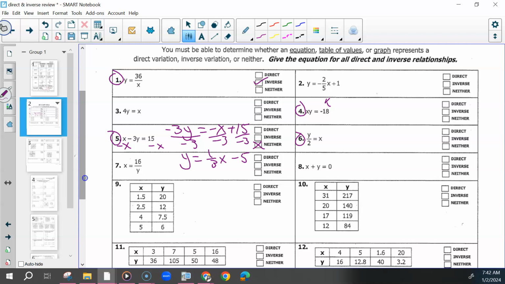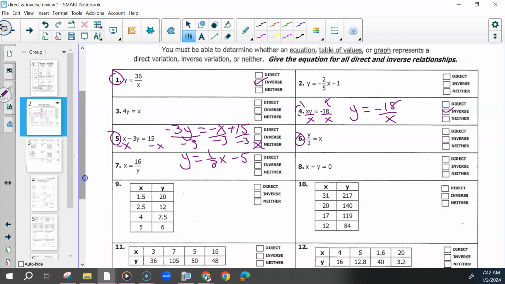So without solving anything, you could say that. Or if you're not sure, or maybe you forgot how to find k, you could solve this for y, divide both sides by x, and it would be in the inverse format. So either way, it would be inverse.